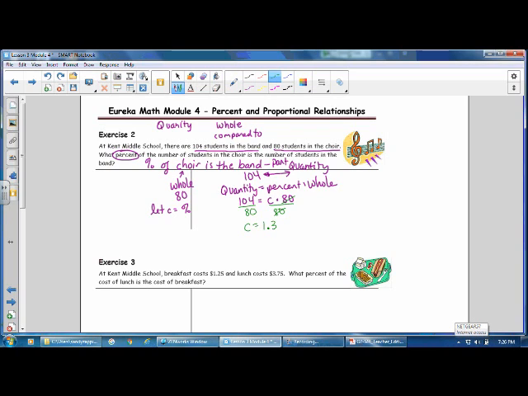So that is the decimal representation, and remember that we are to represent our answer as a percent. To change a decimal to a percent, multiply by 100, essentially moving your decimal 2 places to the right, and so the answer is 130%. So the question was asking what percent of the students in the choir is the number of students in the band. And since there are more students in the band, it is 130%.